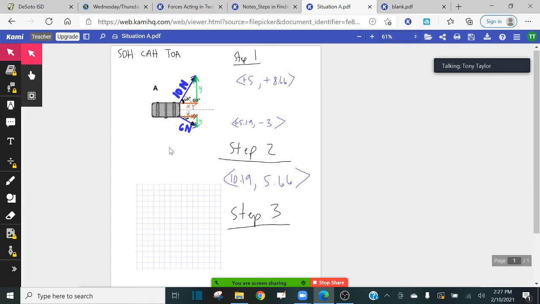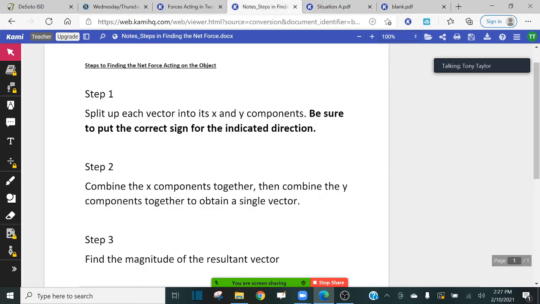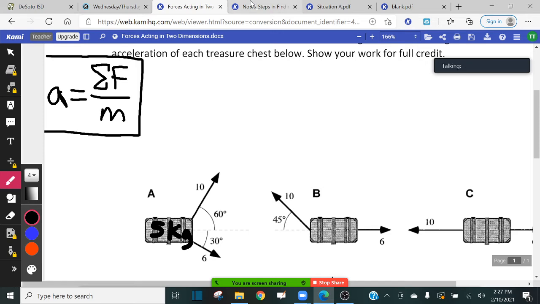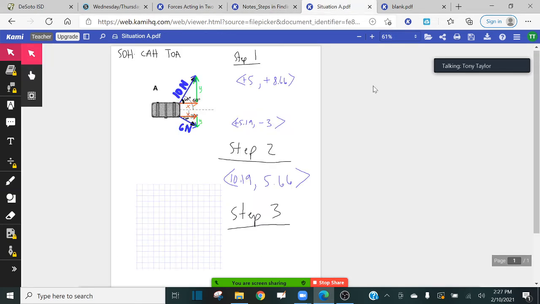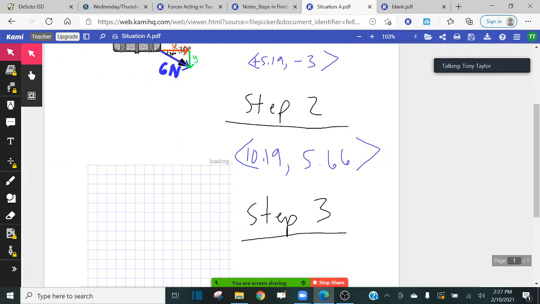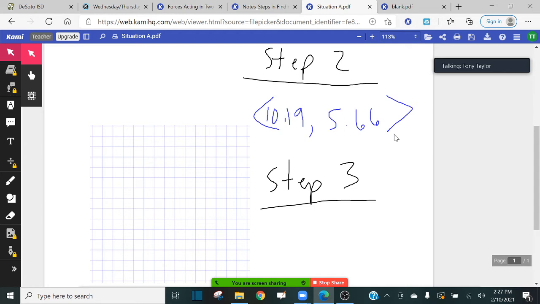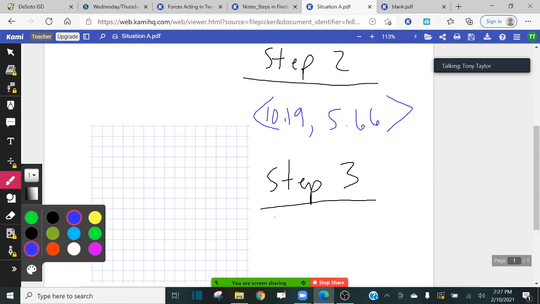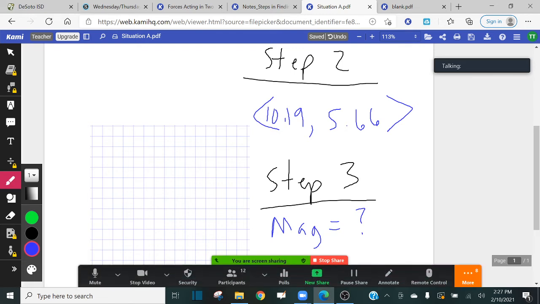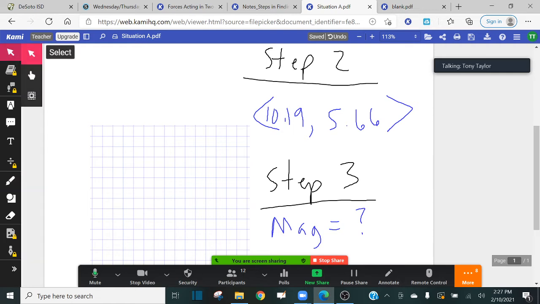All right, guys. Lastly, step 3. Step 3 says find the magnitude of the resultant vector. So, we talked about this last week. Anytime I have a vector, how do I find the magnitude of that vector? What do we use to find the magnitude of a vector? Anyone? Pythagorean theorem. Thank you, Stephanie.